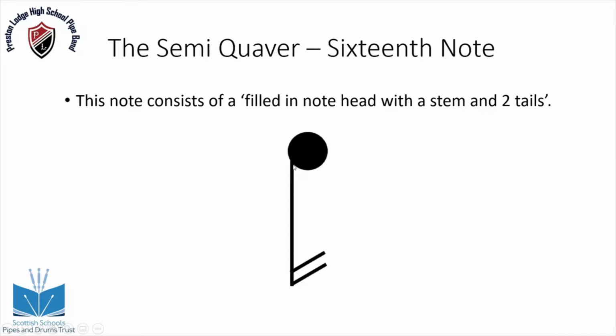Our next one is a semi-quaver, or a 16th note. And for me, when I hear somebody say it's like a semi something, it means it's half or a part of. So I think of half, almost like a half quaver, semi-quaver. And it is a filled in note head with the same stem, but it's got two tails this time, or two flicks. Some folk will refer to the tails as flicks, but it's two tails at the bottom of the note. So there's your filled in note head, there's your stem, and there's your two tails. And it's a 16th note.